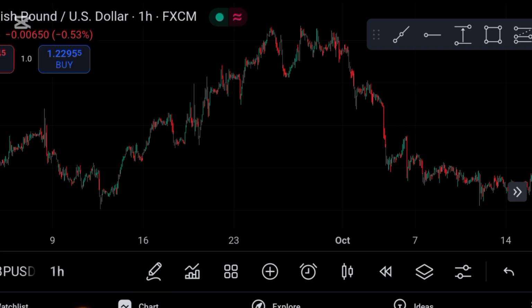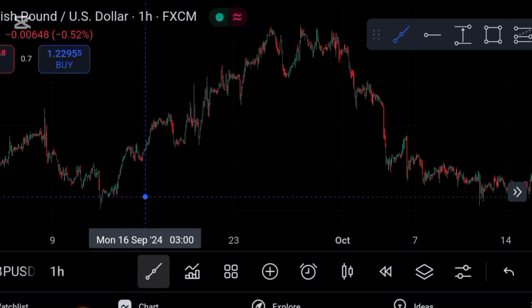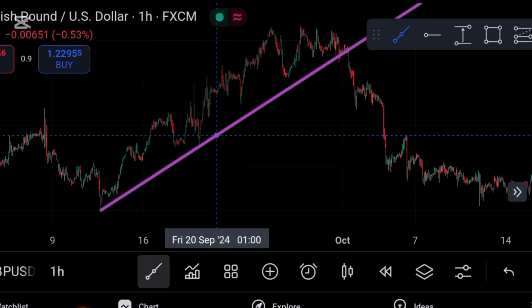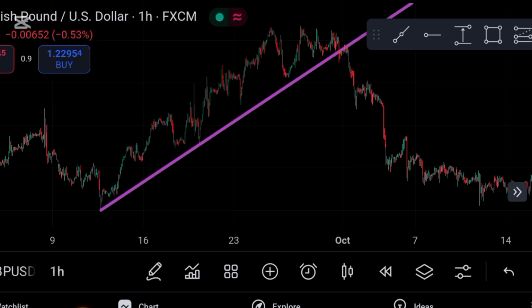We're coming here to the pencil. We are going to choose the ray tool. Here we are going to be drawing a one touch point, and we are going to look for a second touch point. There we go. We've got a one and a two touch point right there.